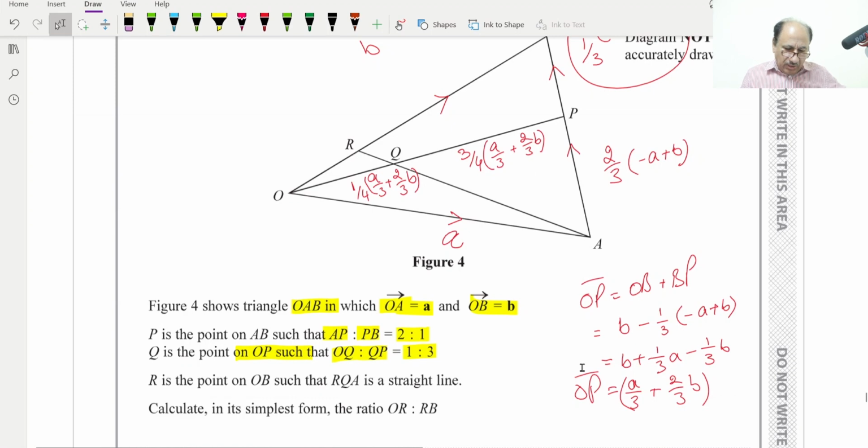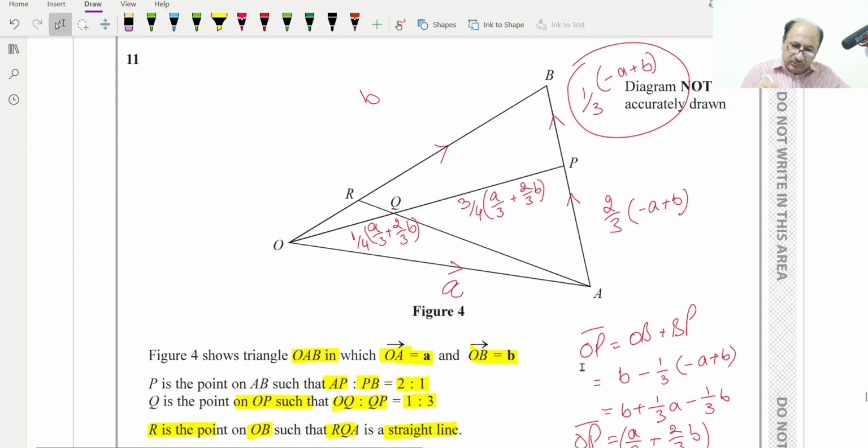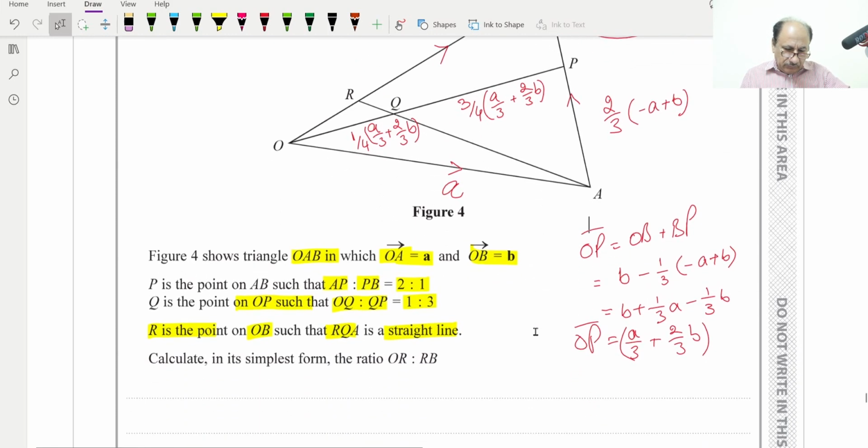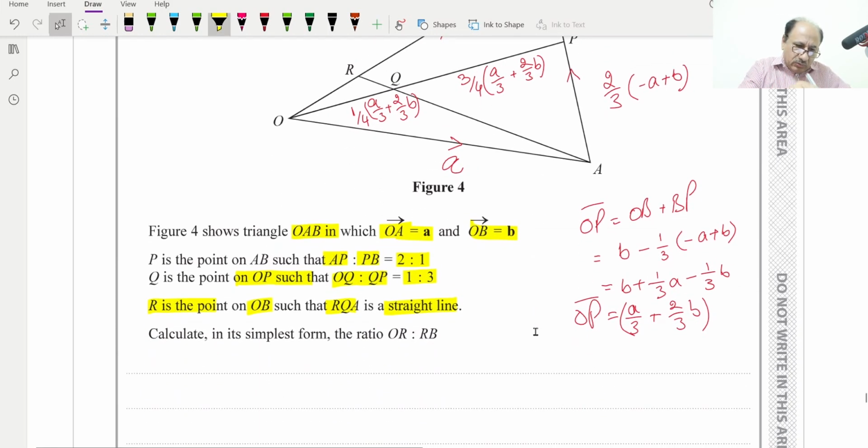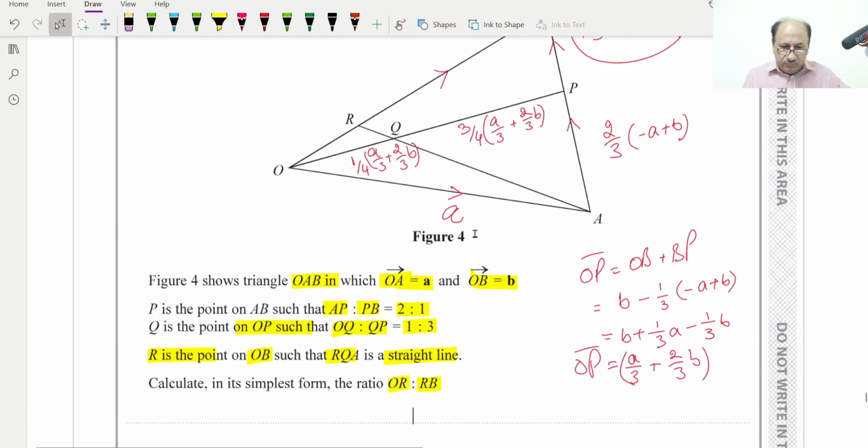Now after this, R is the point on OB such that RQA is a straight line. So this is R, this is Q, and this is A, and they have mentioned this is a straight line. Now our task is to calculate, in its simplest form, the ratio of OR to RB. We have to calculate the ratio of OR and RB.